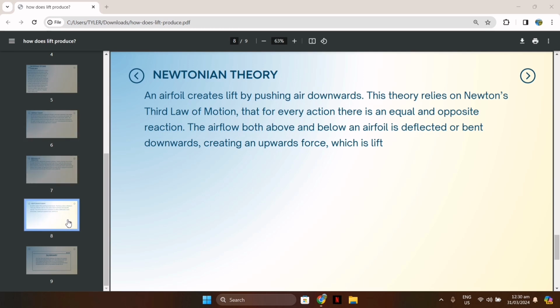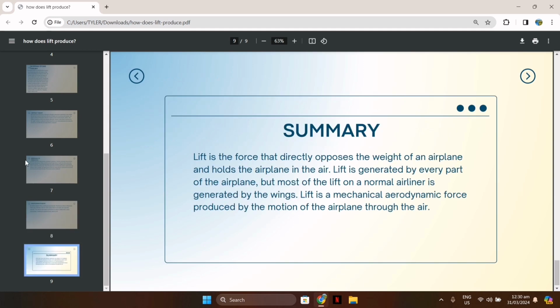These are the principles and theories of lift. To summarize all this, lift is a fundamental concept in aviation, serving as the force that enables aircraft to defy gravity and remain airborne. Lift is the cornerstone of aviation. Through the interplay of aerodynamic principles, wing design, and flight dynamics, lift enables safe and efficient flight operations, underscoring its significance in the realm of aviation.